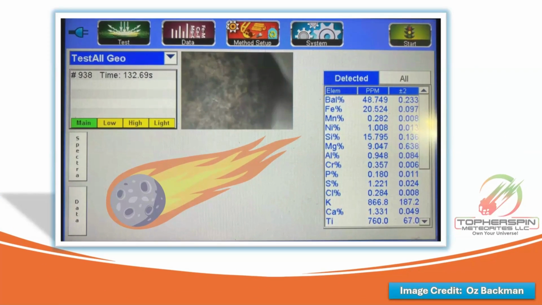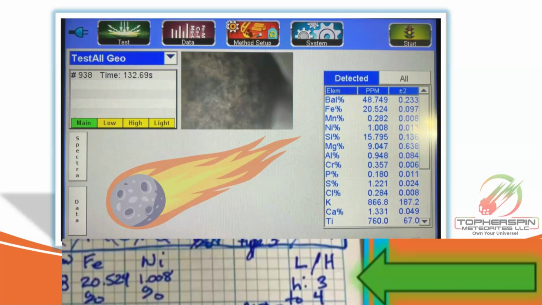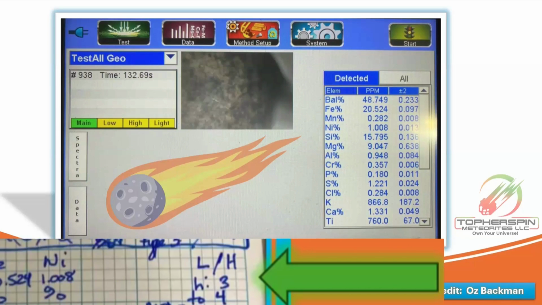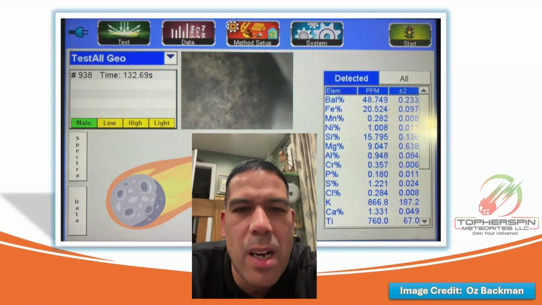Hey, Oz, you want to tell them what that is? It's an ordinary chondrite. It was one I actually bought from Matt Stream, and it was closer to a type 3 H probably, or an L/H boundary, I guess. And again, it's not giving you a definitive answer. Is it an L? Is it an H? What petrology is it? It doesn't tell you any of that, but it gives you the bulk composition.